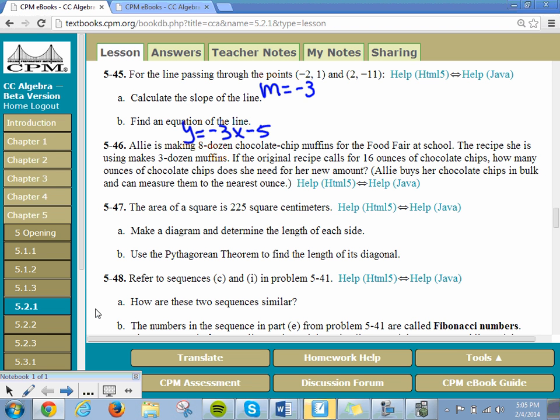Moving on to 46, it says that Allie is making 8 dozen chocolate chip muffins for the food fair at school. The recipe she's using makes 3 dozen muffins. So the original recipe, which we know makes 3 dozen, calls for 16 ounces. We want to know how many ounces of chocolate chips does she need. Alright, so some really important information, hopefully you're picking up, is 3 dozen, 16 ounces, and 8 dozen. So that's part of our known information.